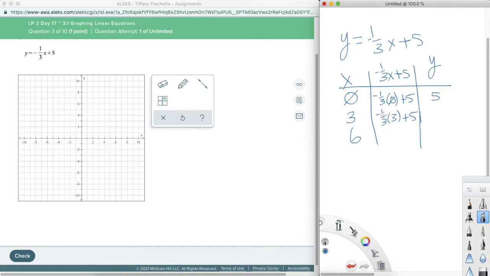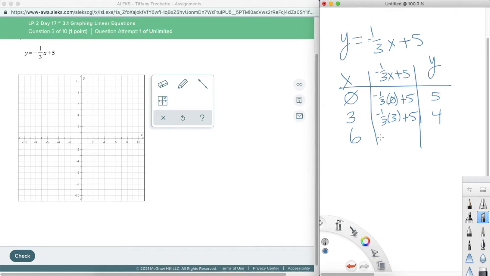Well, remember, a fraction is multiplication on top, division on the bottom. So this is like saying 3 divided by 3. That's exactly what that means. This is telling me I'm dividing by 3. So that's 1. It was negative, so it's negative 1. Plus 5, that's 4, right?